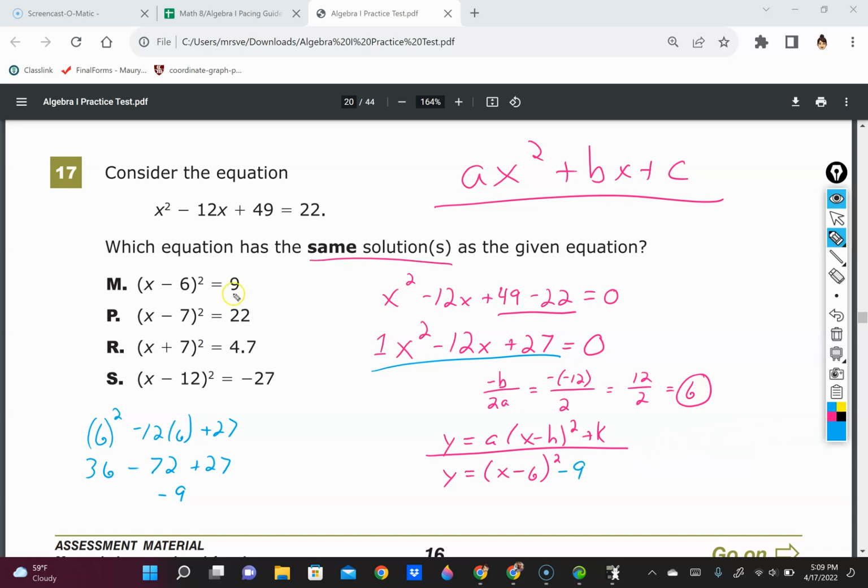Now if you notice, these numbers are kicked out to the other side. So I'm going to change that y to a 0, and I'm going to add 9 to both sides. So then that's going to give me x minus 6 to the second power equals positive 9.